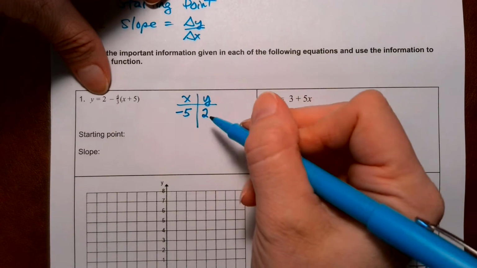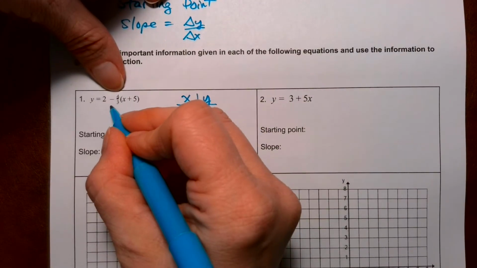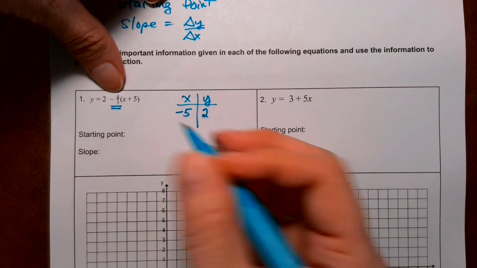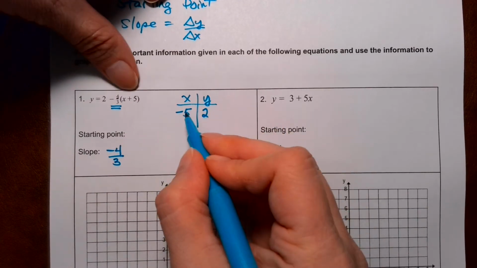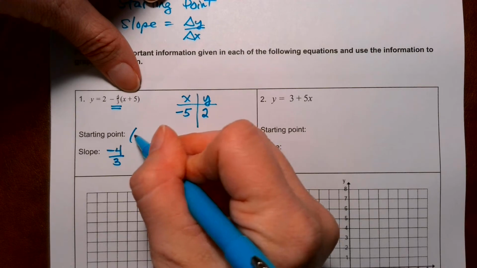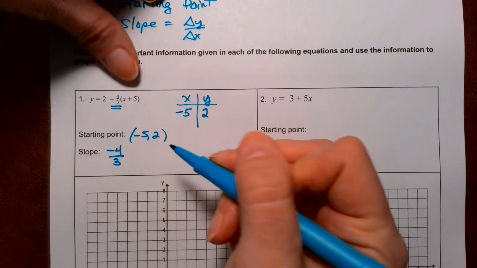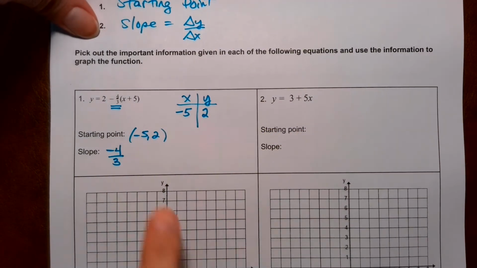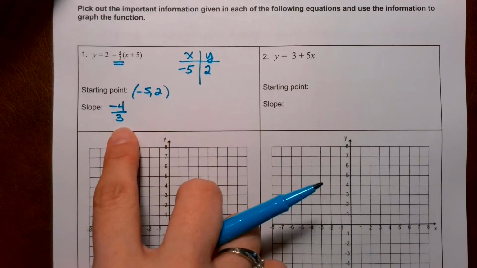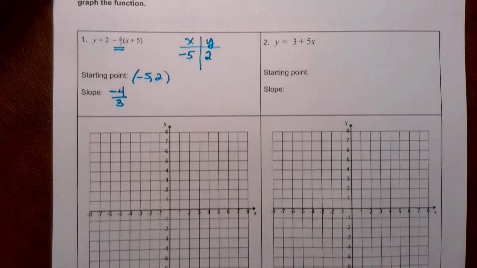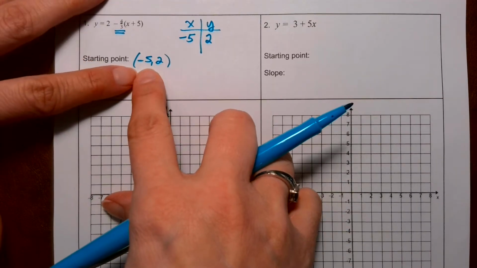And then what's the slope? What's the pattern? The pattern is right there. So the slope is -4/3, and my starting point is -5 and a 2. All right, so we're going to go ahead and graph that starting point, and then we're going to use our slope to make many other points. So where is -5 comma 2?